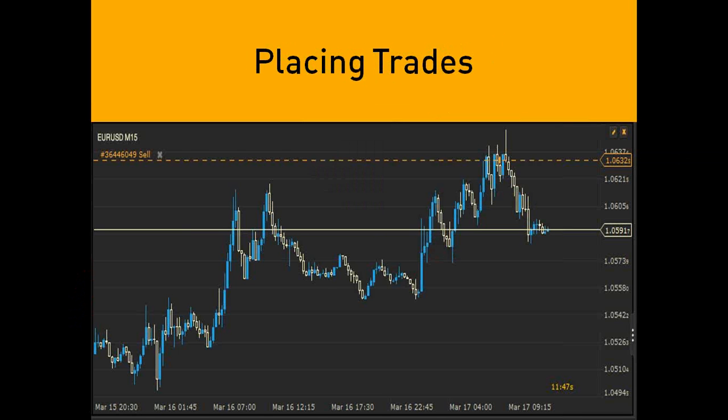Okay, so placing trades. This is essentially what a trade looks like on our system. Hopefully, maybe some of you will be able to guess what we've done here just by looking at the chart. This was actually placed a couple days ago. There's been some crazy movement in Euro USD, which is what the chart is indicating right here.